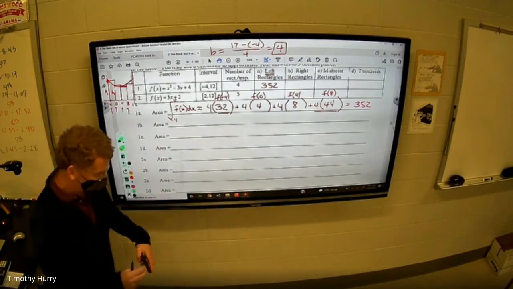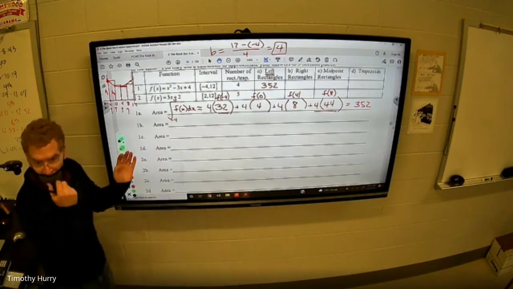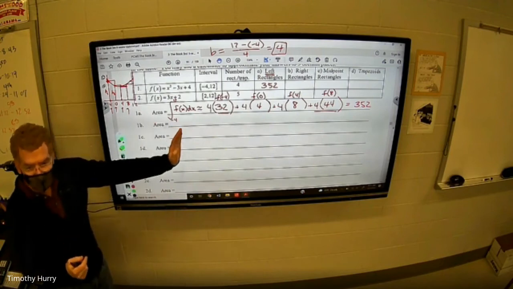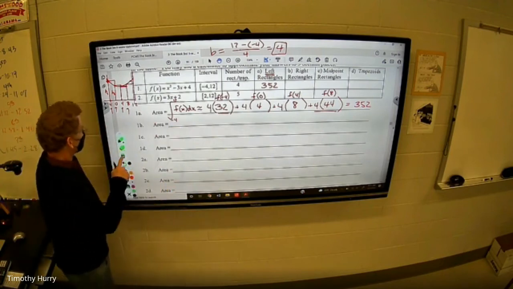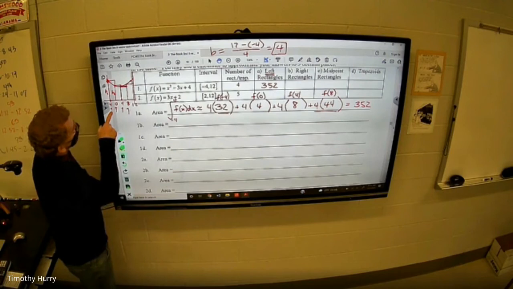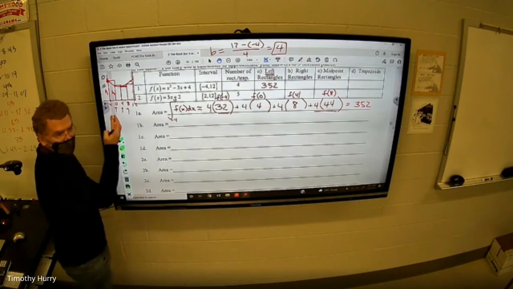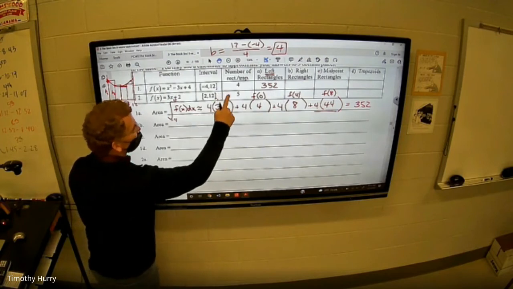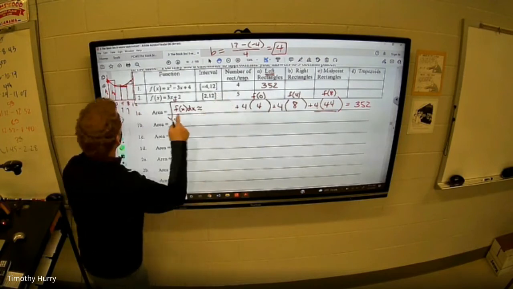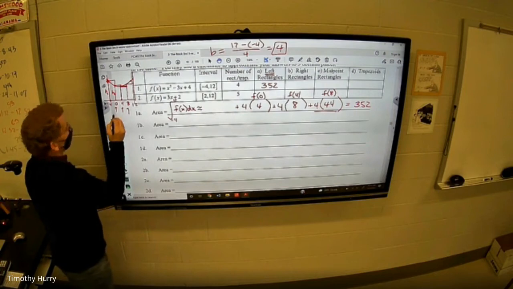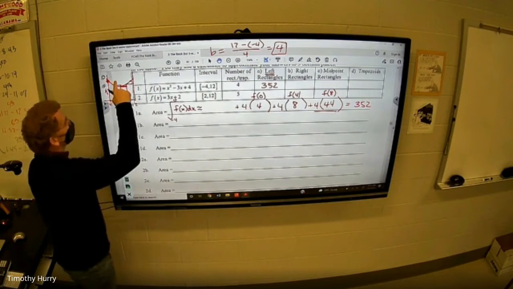All right, so right here, guys, let's do a right rectangle. Now, on a right rectangle, the major difference is I'm not going to be using the left side of that first thing at all, right? So right here, I wouldn't be using any of that. I would start with the right side.